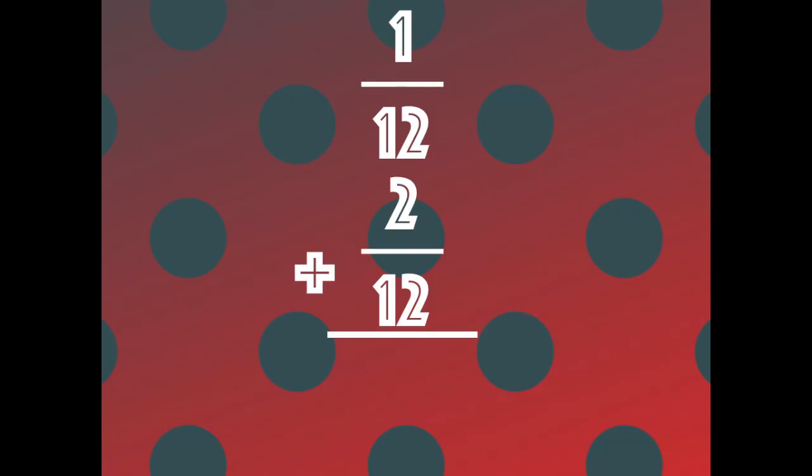I got this. If you are adding or subtracting fractions with the same denominator, you just add the numerators in this case and use the same denominator. If you have 1/12 and somebody gives you 2 more twelfths, you'll have 3/12.